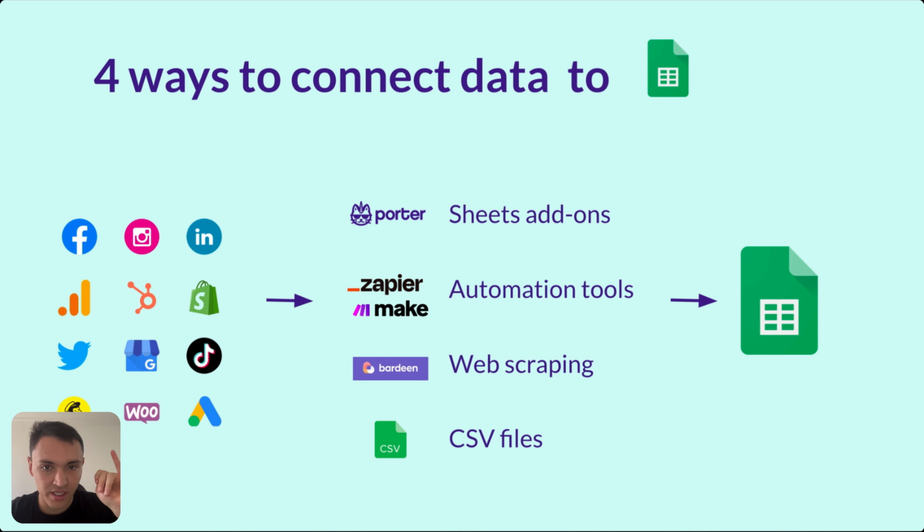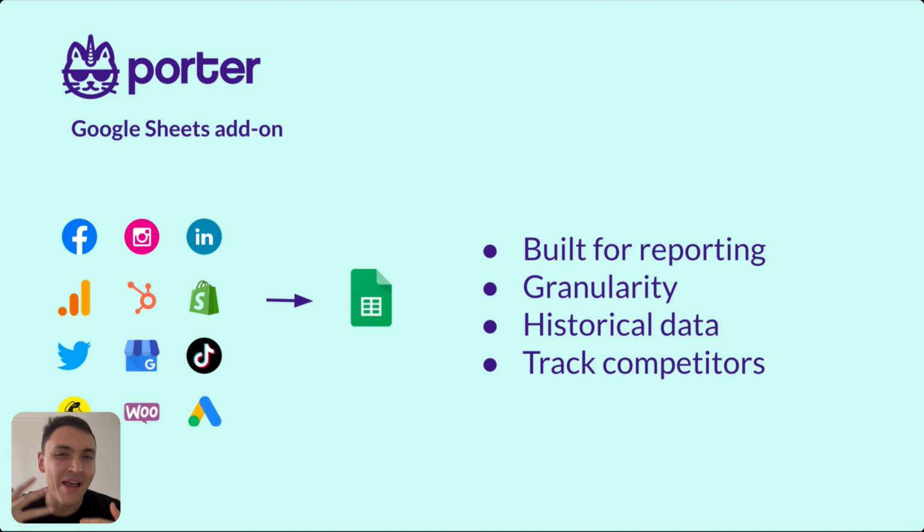One, a Google Sheets add-on like Power Metrics; two, automation tools like Zapier or Make; three, web scraping tools like Bardeen; and four, CSV files, which are manual. Let me show you the advantages and disadvantages of each. First, Power Metrics is better for reporting and analytics, not for automation. And why is this important?